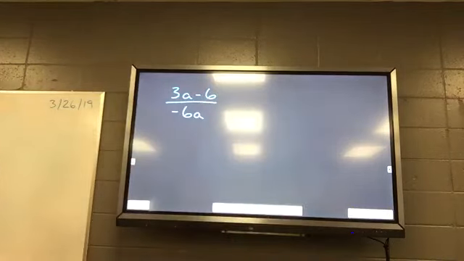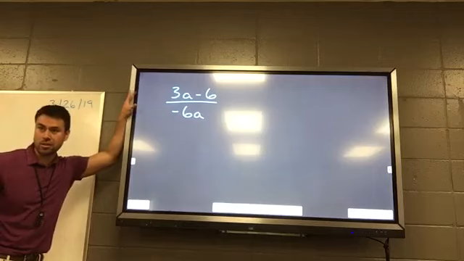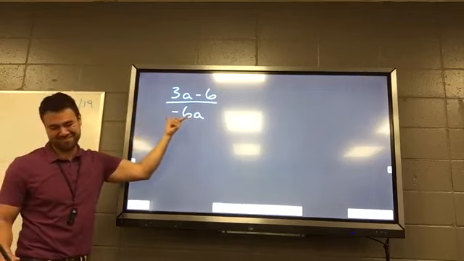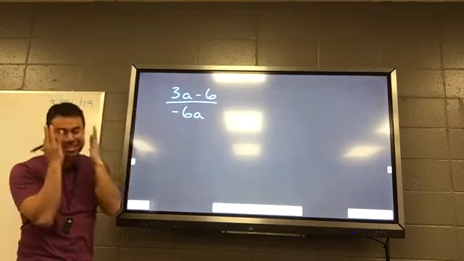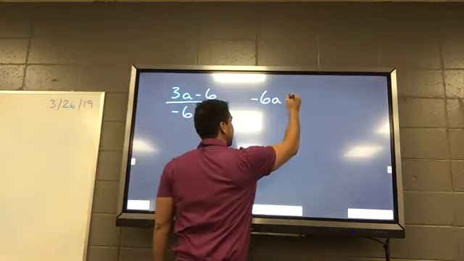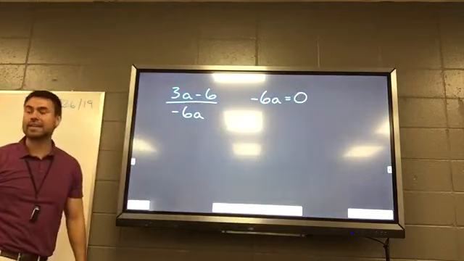All right, let's look at this expression here. I'm going to find excluded values or value and simplify it as much as I can. So let's go with the excluded values. So what do we have to look at? The denominator. So negative 6a equals 0. So what can a not be?